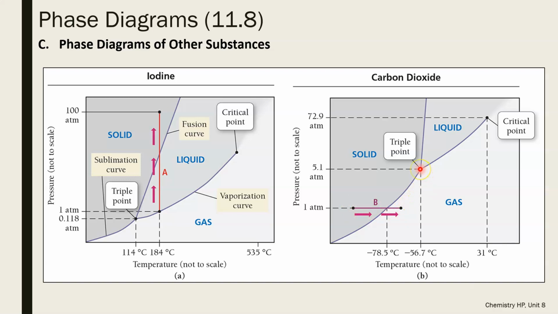Carbon dioxide's triple point is located at 5.1 atmospheres and about negative 56 degrees Celsius. So its phase diagram looks a little bit like this, and we can follow our way through that.